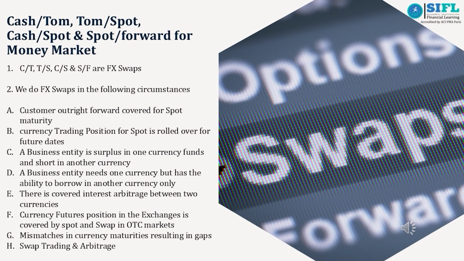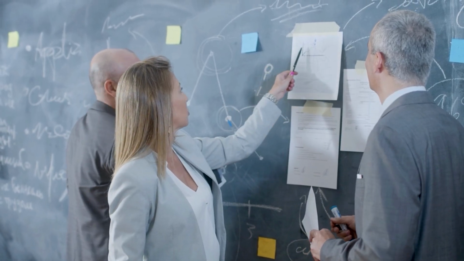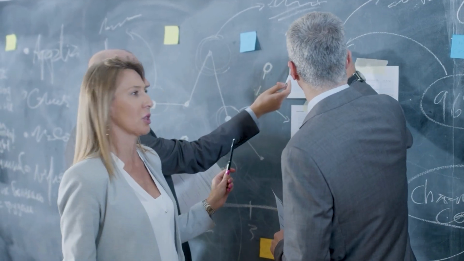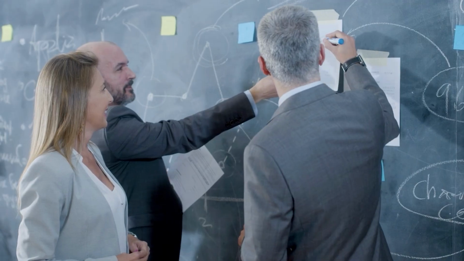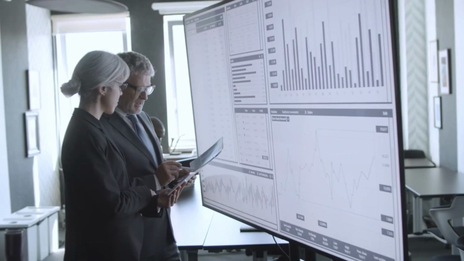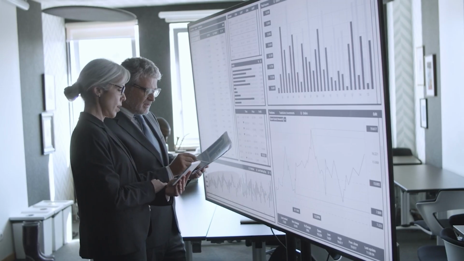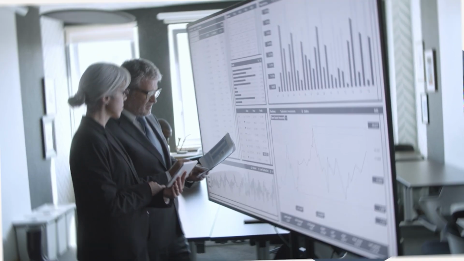Now, why do we actually do these swaps? There are several practical situations. 1. Customer forward cover. Sometimes a customer books an outright forward contract. To manage this, the bank uses a swap to adjust the maturity. 2. Trading rollover. A dealer may have taken a spot position but doesn't want to close it. Instead, they roll it forward to a future date using a swap.